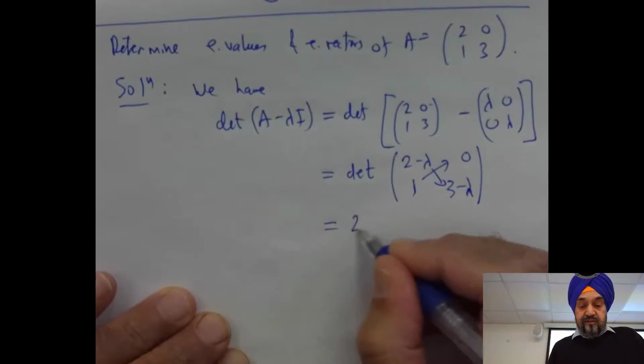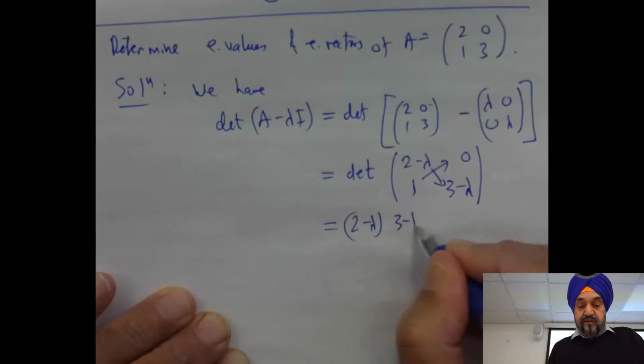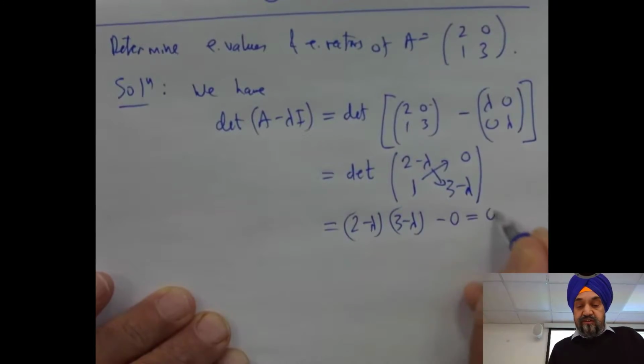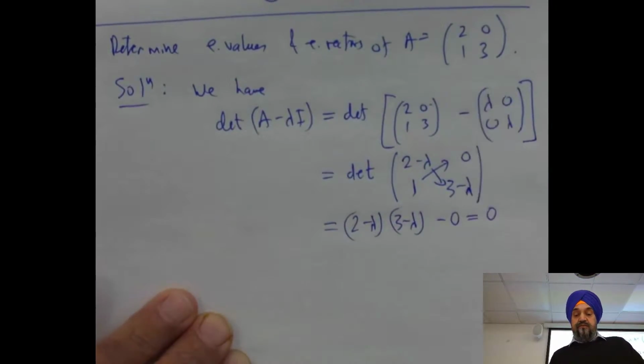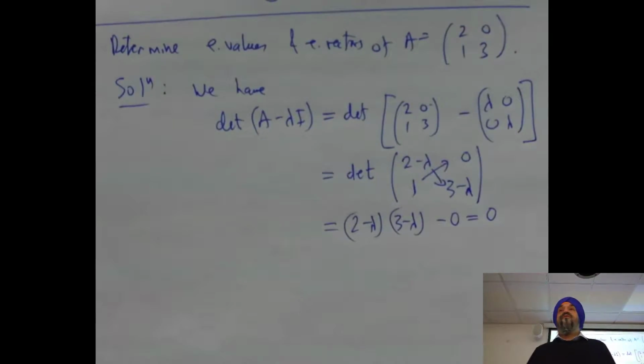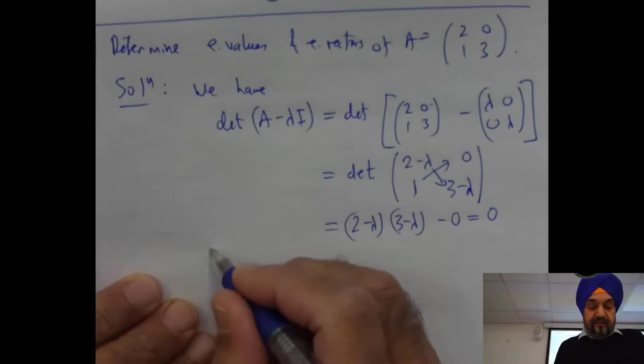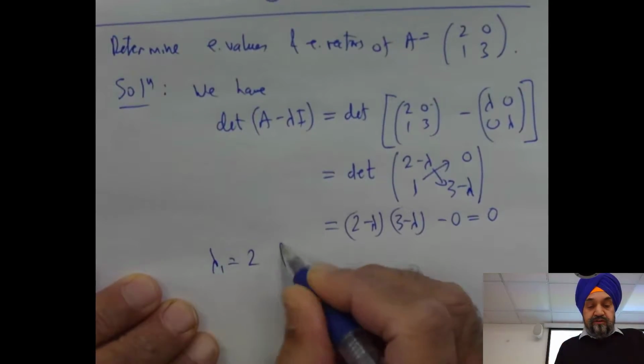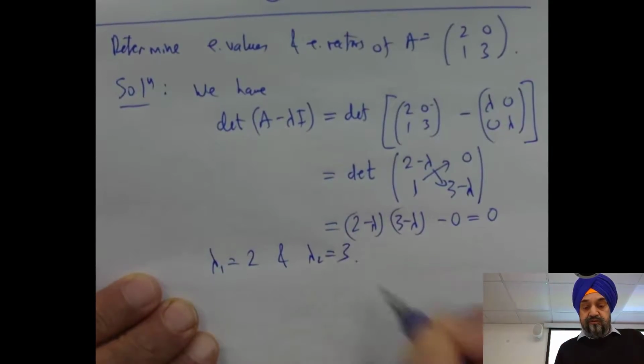So this is 2 minus lambda times 3 minus lambda, minus 0, is equal to 0. Remember, the determinant of A minus lambda I is equal to 0. For non-trivial solutions, you've got to have that equal to 0. So what's lambda equal to? 2 and 3. Eigenvalue lambda 1 is equal to 2, and lambda 2 is equal to 3.